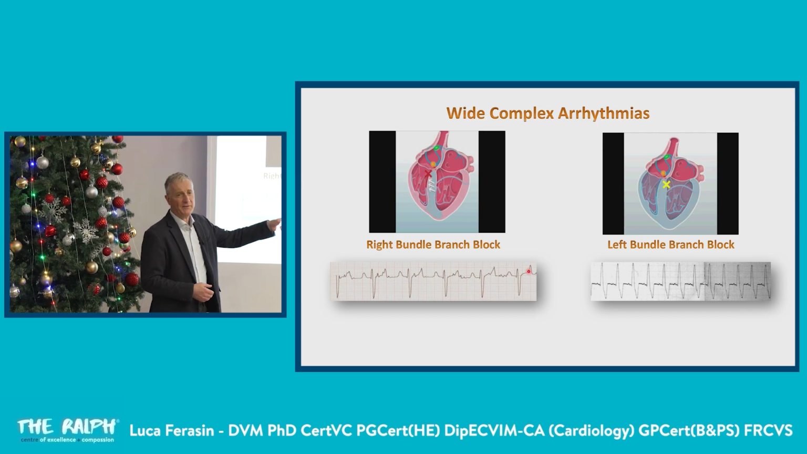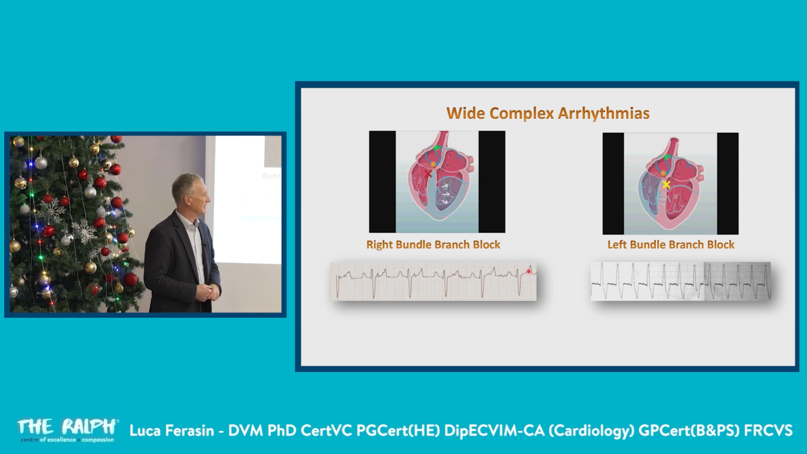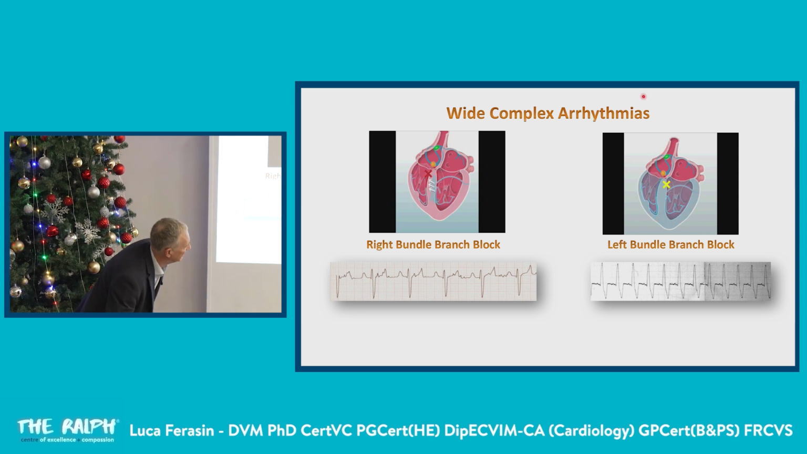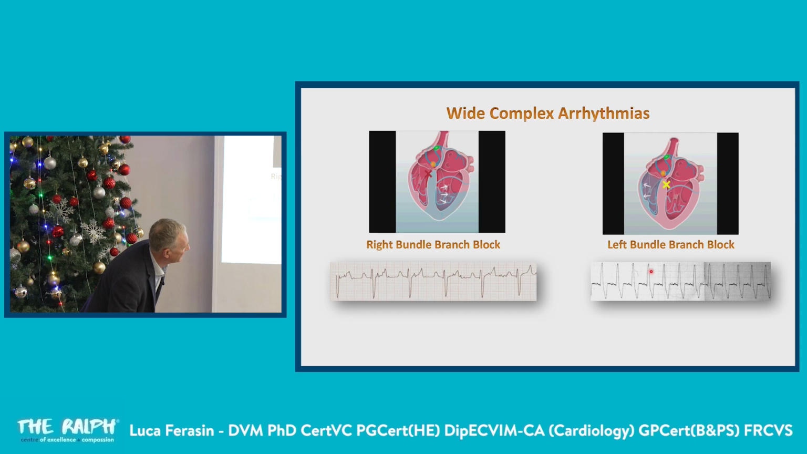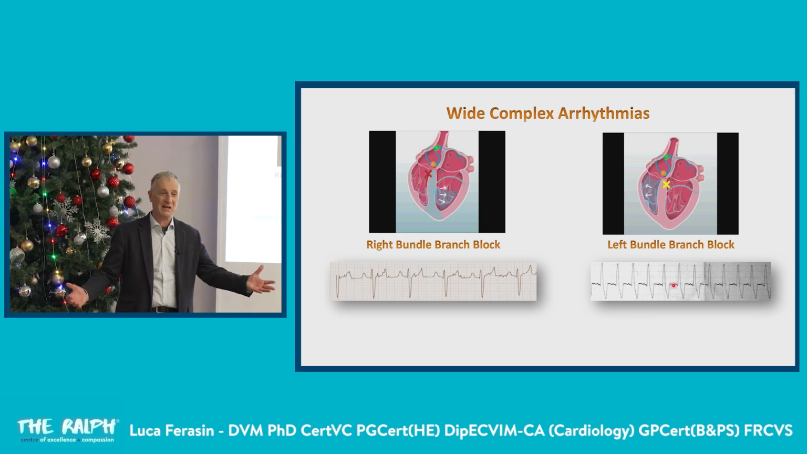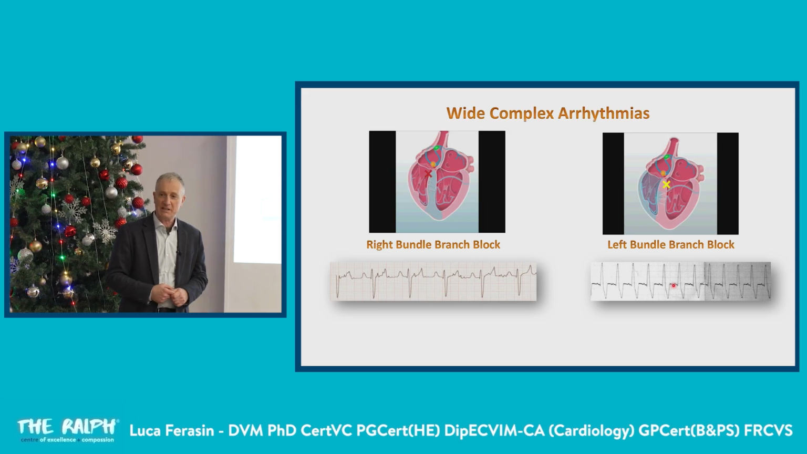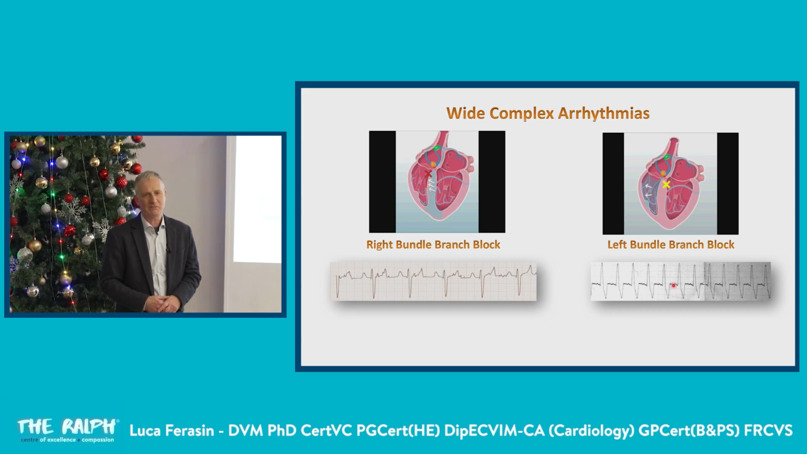Vice versa, if the left side is blocked, the right will depolarize first, and then the left. And therefore, we have like a normal sinus rhythm, as you can see, P, QRS or ST, but complexes are wider and bizarre in shape. Okay, so always look for the P wave to discriminate between ventricular rhythm and bundle branch block, because one is potentially dangerous, the other one is relatively benign.